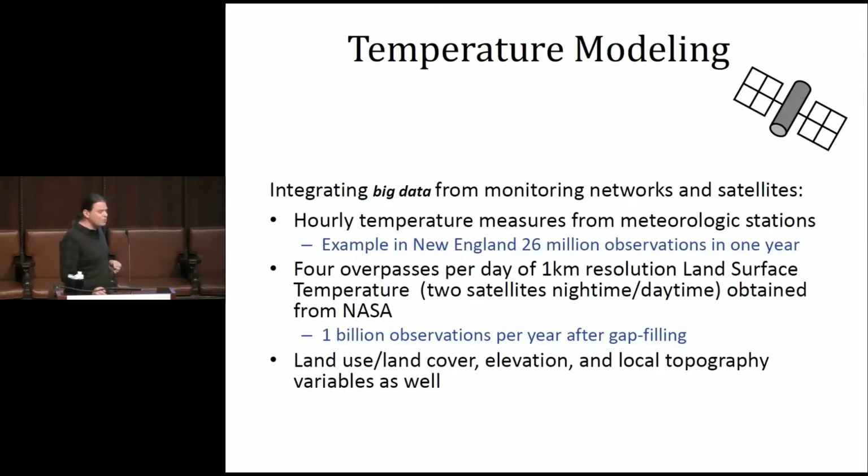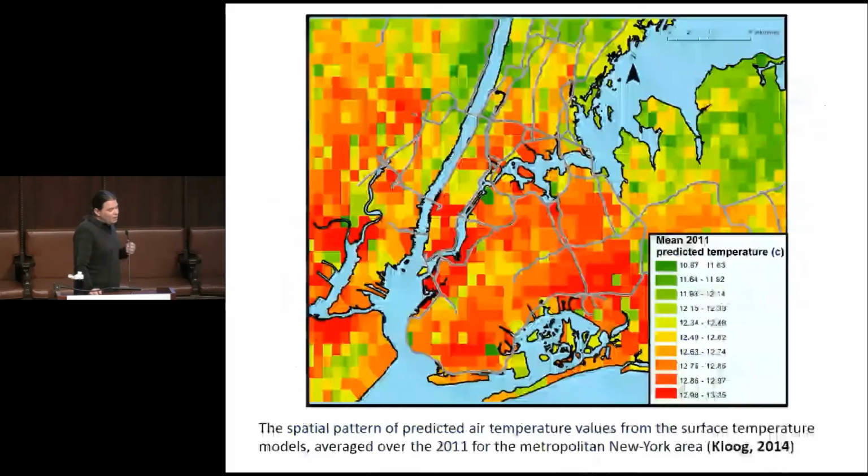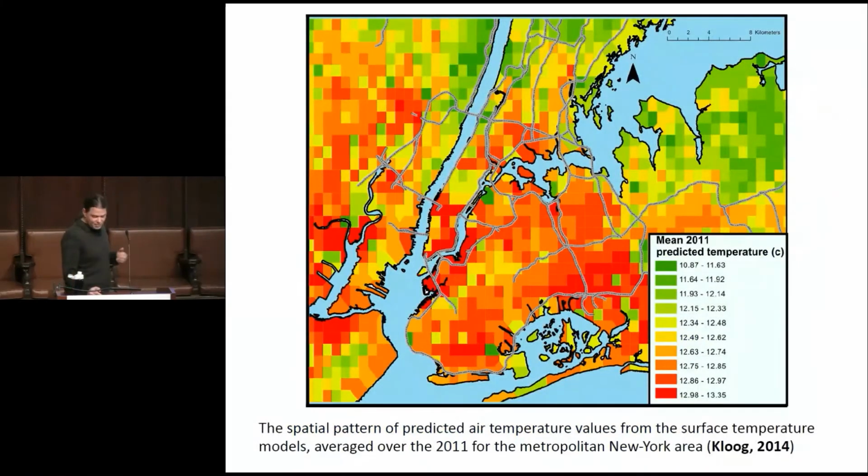So we started looking into temperature, using some of these approaches, looking at hourly temperature measurements from meteorological stations. For example, in New England, we had more than 26 million observations. Looking at MODIS satellite data, which is land surface temperature data, it's a different product, and applying some of the methods that we have developed for PM. And this is the result of the first model that we published in 2014.